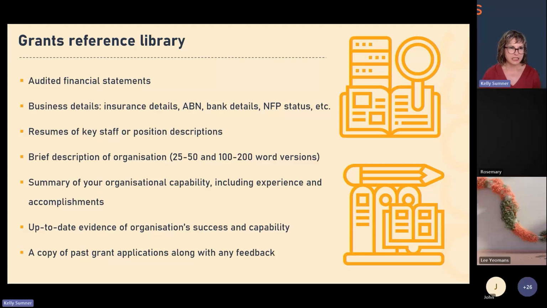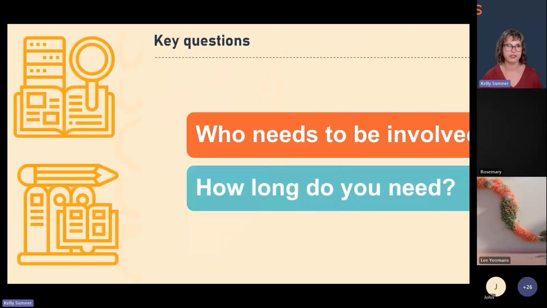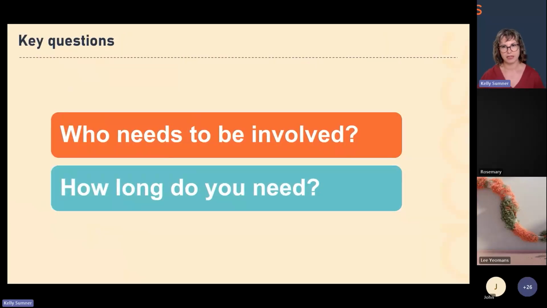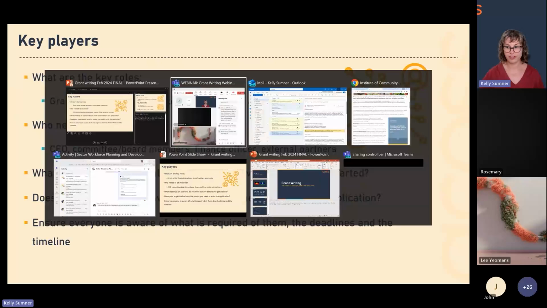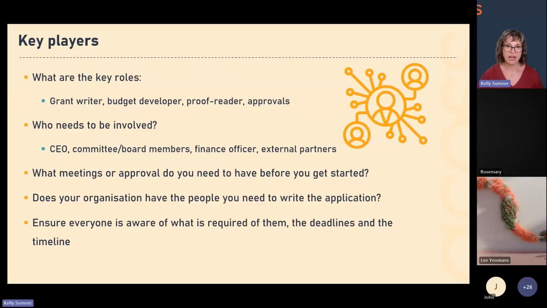So we've got the grants reference library, so all these resources together. Then we need to start thinking about who needs to be involved in the application process more broadly and how long it's likely to take to get everyone on board and doing what they need to do. So when we think about key players, there's probably a few more than you would expect to have in writing your grant application. This is because you probably need approvals from people.